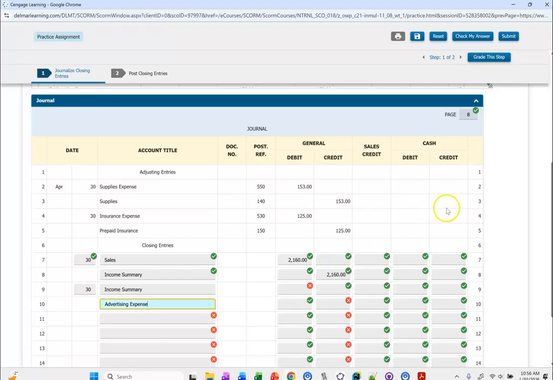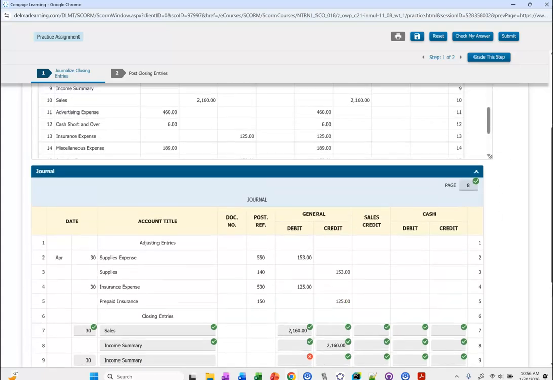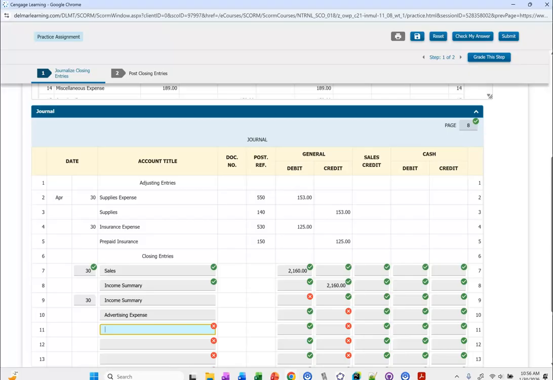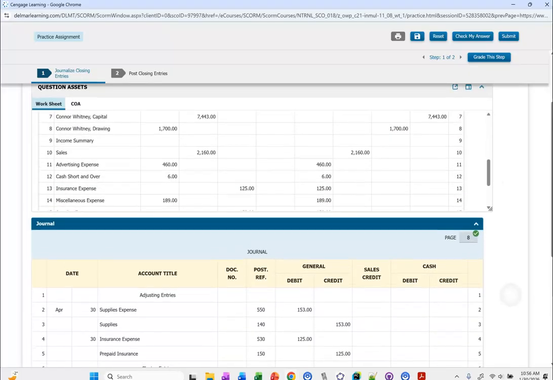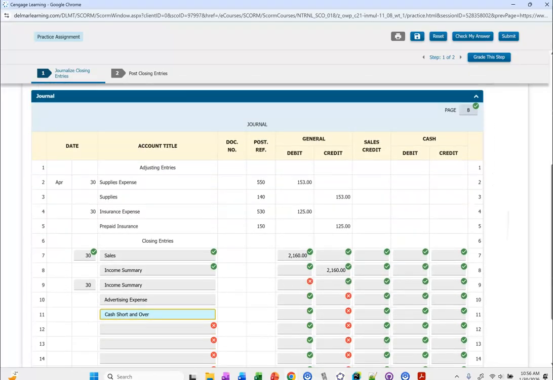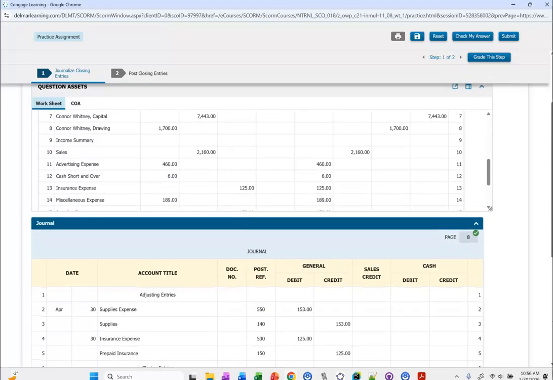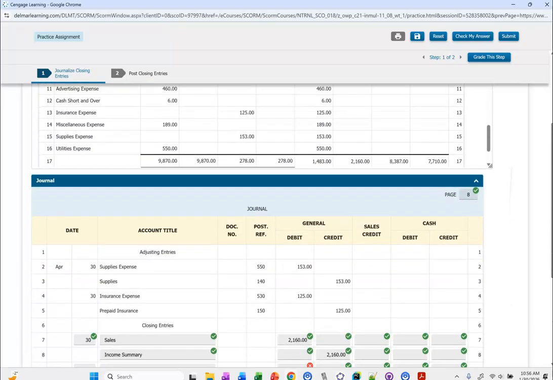So add advertising, and then cash short or over. And then we had insurance. Here's a question. Yes. And then miscellaneous, oops, wrong one. Miscellaneous. And then supplies expense, I think. Is that right? Yep. And utilities.